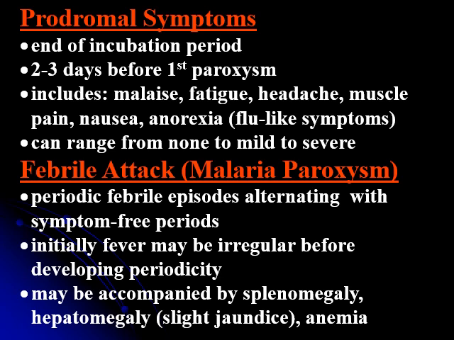Can range from none to mild to severe, according to the number of parasites and species. Febrile attack or malaria paroxysm, the main clinical manifestation, is a periodic febrile episode alternating with symptom-free periods. Initially, fever may be irregular before developing periodicity. May be accompanied by splenomegaly, hepatomegaly, slight jaundice, and anemia.